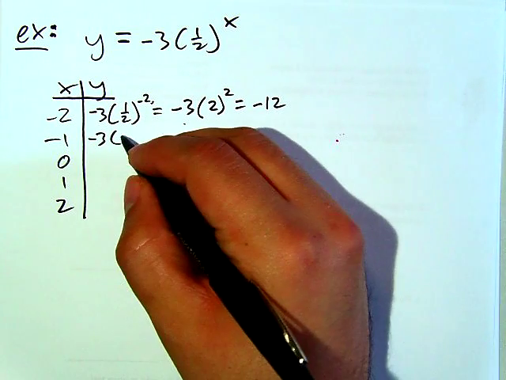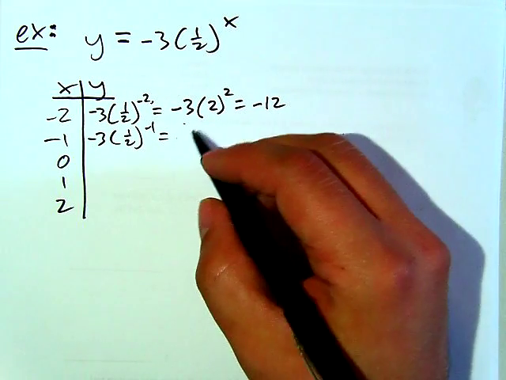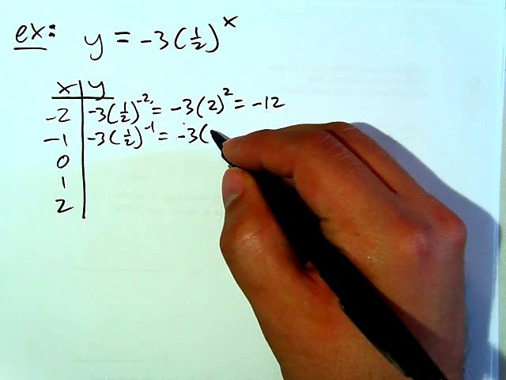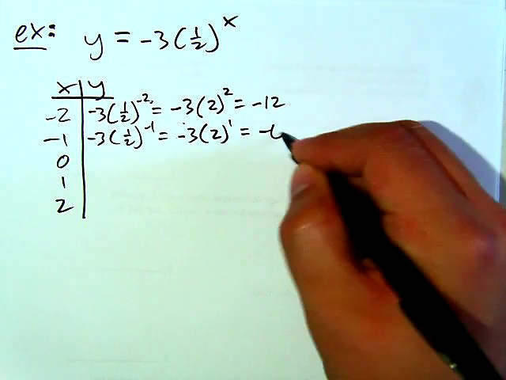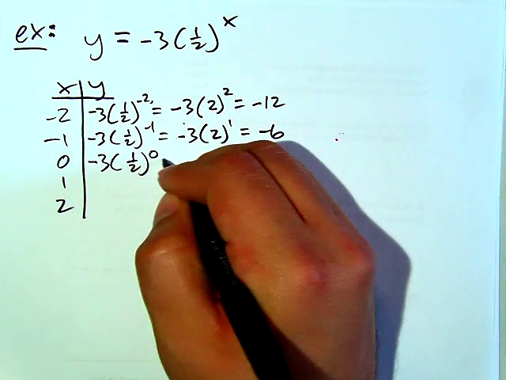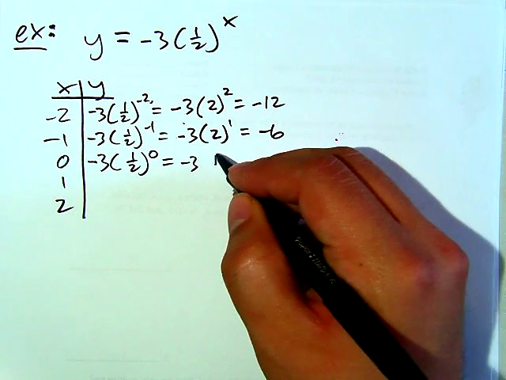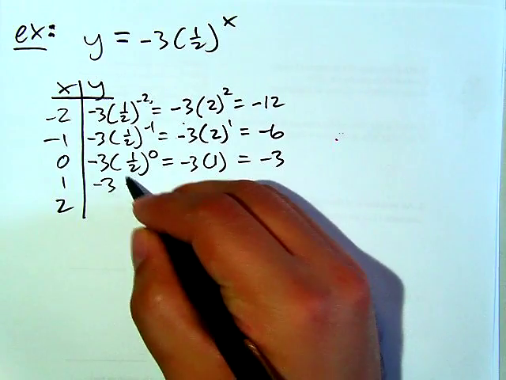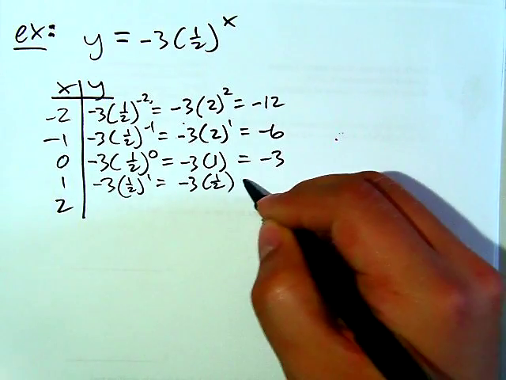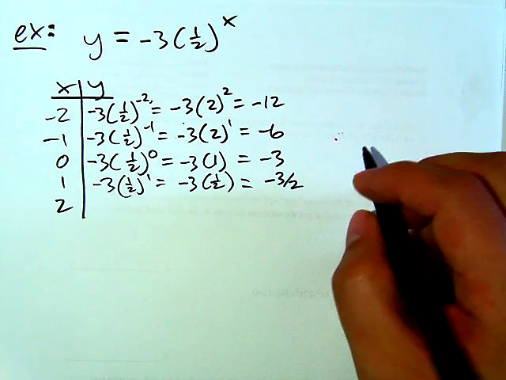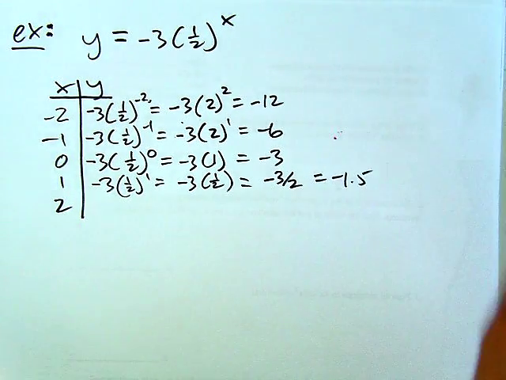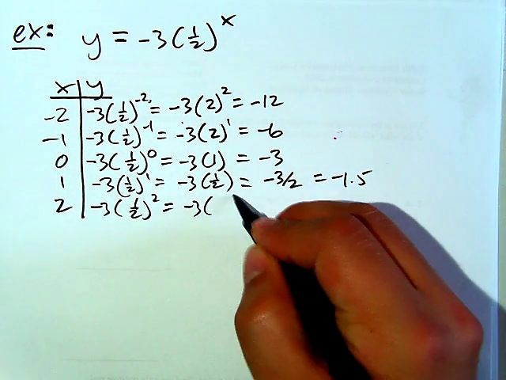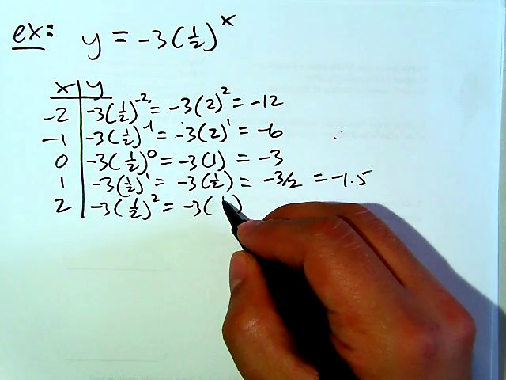Okay, so doing that all the way down, negative 3 times 1/2 to the minus 1 is negative 3 times 2 to the positive 1. 2 times negative 3 is negative 6. 1/2 to the 0 is just 1. Negative 3 times 1 is negative 3. Then we do 1/2 to the 1, which is negative 3 times 1/2. So negative 3 halves, or negative 1.5. Negative 3 times 1/2 to the 2. You get negative 3, and then 1/2 squared is 1/4.